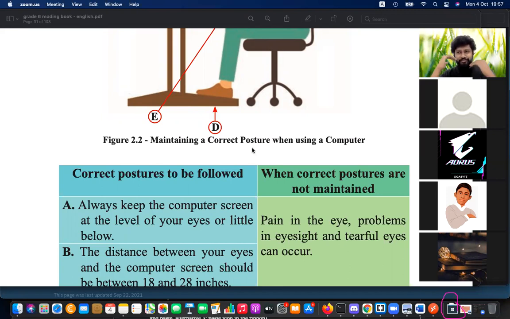So try to move your eyes, try to blink your eyes again and again, and also try to see a faraway place after some time, maybe after 40 minutes. Maybe every 10 minutes you can look at a faraway distance. But imagine in front of you there's a wall. So then that is really difficult to do.